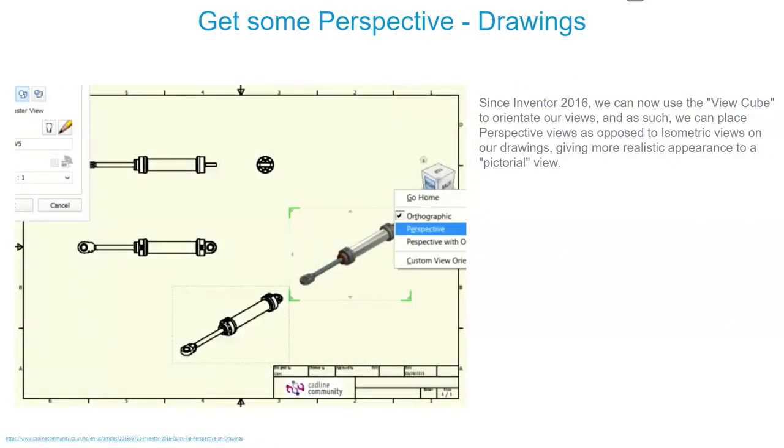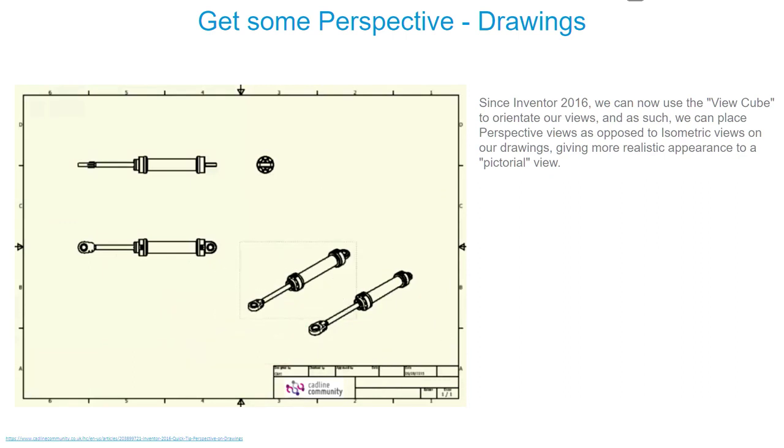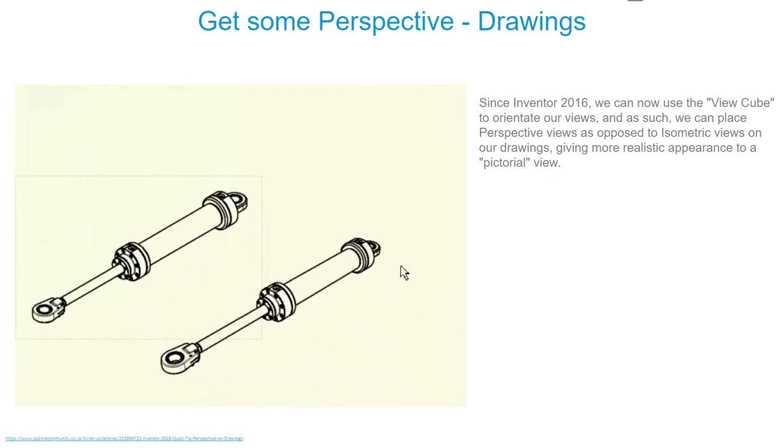Right, perspective on drawings. So in 2016, they introduced this. You can now right-click on your drawing views, and you can actually choose to show them as a perspective view instead of an isometric view. So you'll see the hydraulic cylinder on the bottom is in an isometric view, whereas the one on the top is perspective isometric.